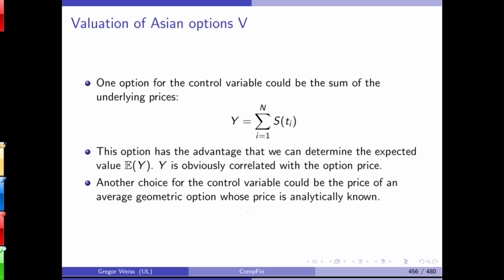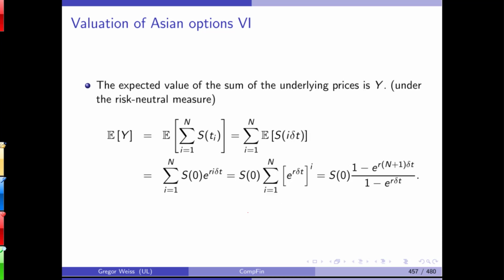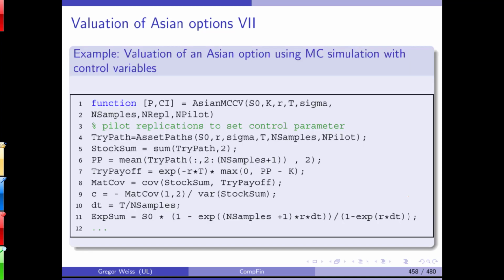Another choice could be the price of an average geometric option, whose price is known analytically. And the expected value of the sum of the underlying prices is y. So the expected value is given by this, and so on. And we can take this, and we do this now.